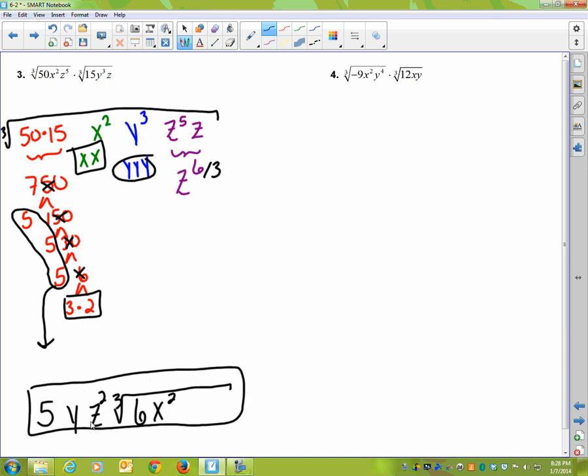5yz squared times the cube root of 6x squared. Okay, go ahead and try number 4. Push pause as you do your work, and then resume play to check your answer.